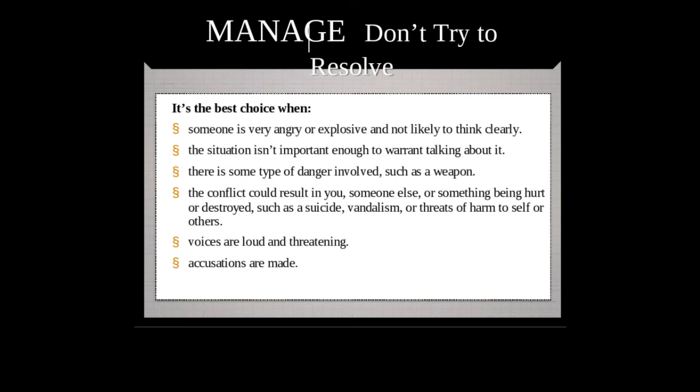It's also best to get help when the conflict results in you, someone else, or something being hurt or destroyed, such as suicide, vandalism, or threats of self-harm or harm to others. So this one can be quite complicated. When someone's threatening to hurt something, or an animal, for example, getting adults involved is really easy. The hard one is something such as suicide. So when someone is saying, I'm going to commit suicide, that one should be easy: call 911.